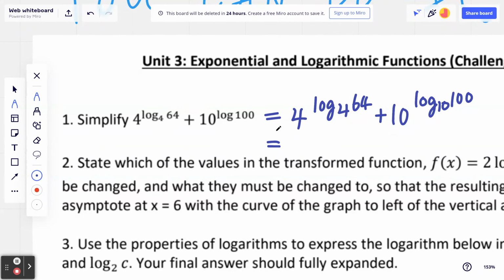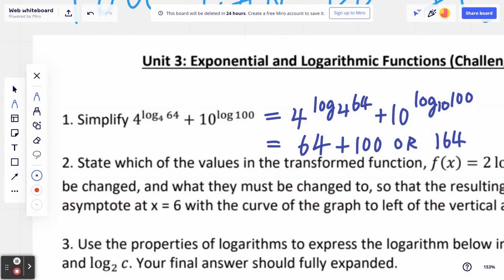Now, we talked about the 7 or 8 different properties of logarithmic functions. So, really, you can use it and just write down 64 plus 100, or it's going to be 164. So, this is what I called logarithmic property number 8.